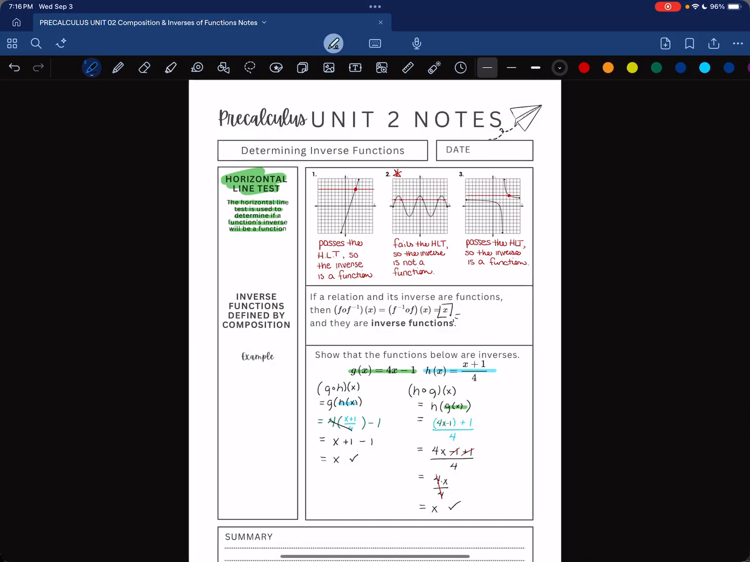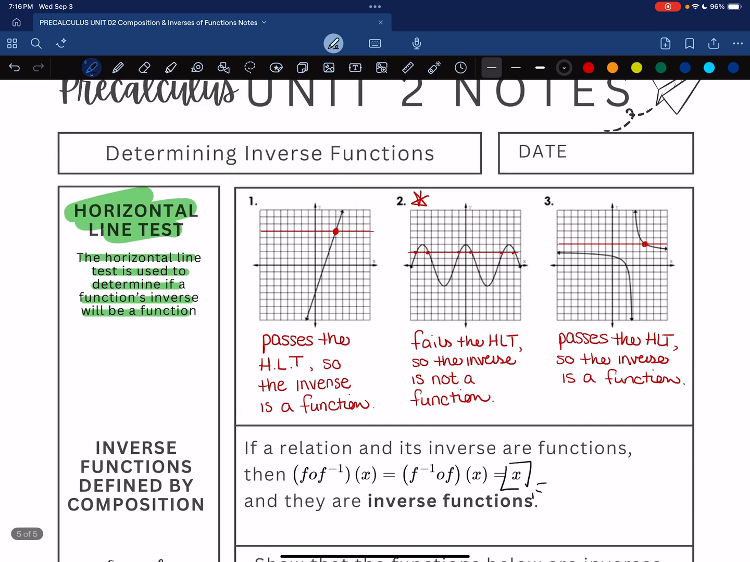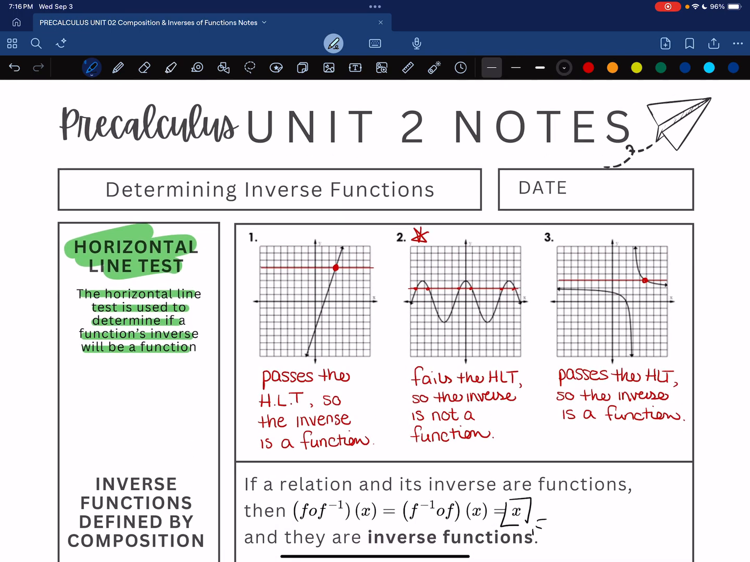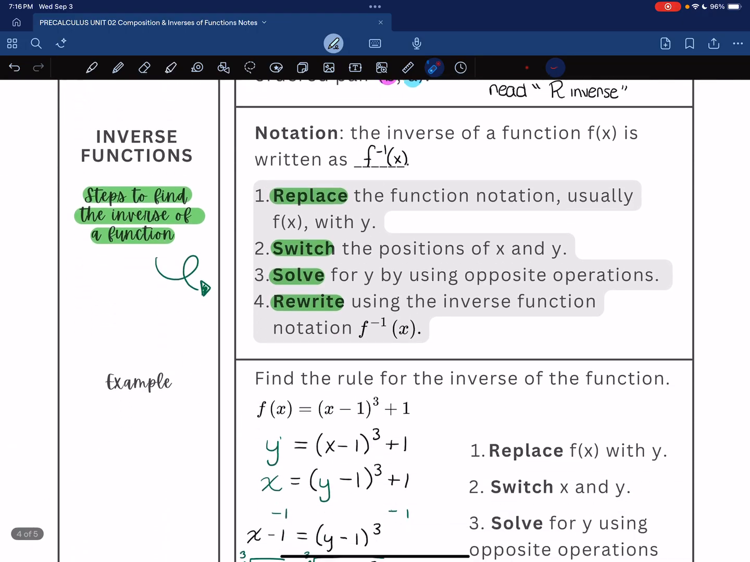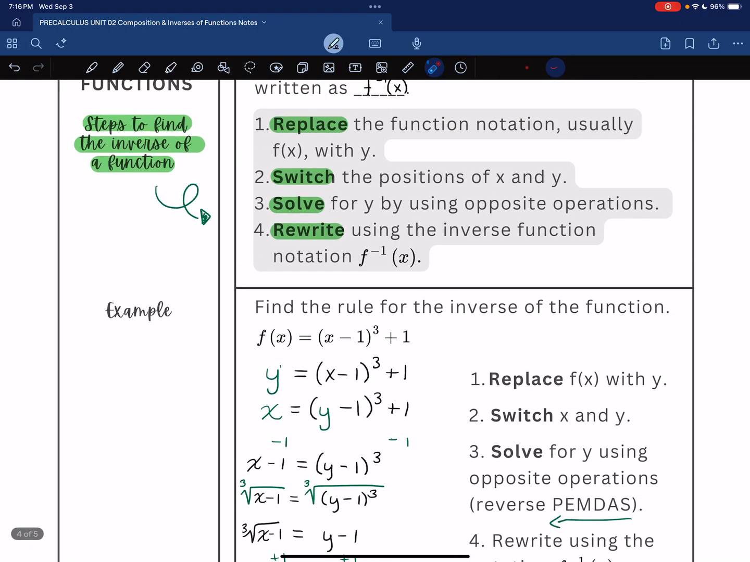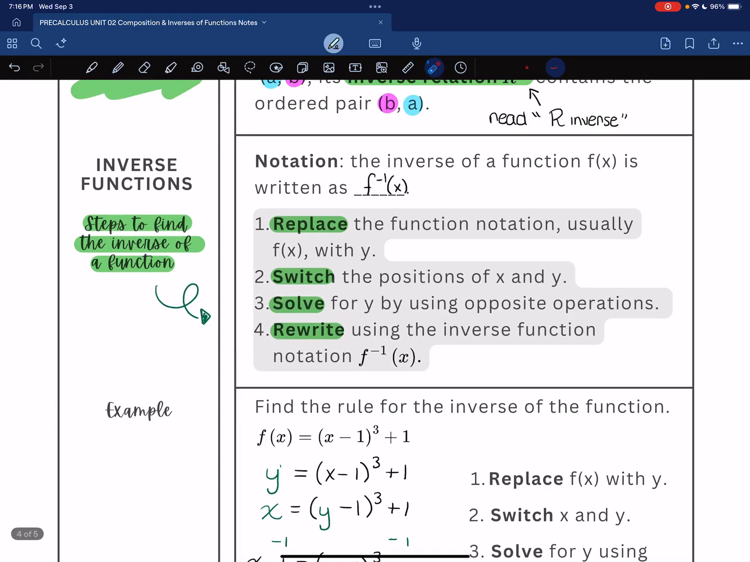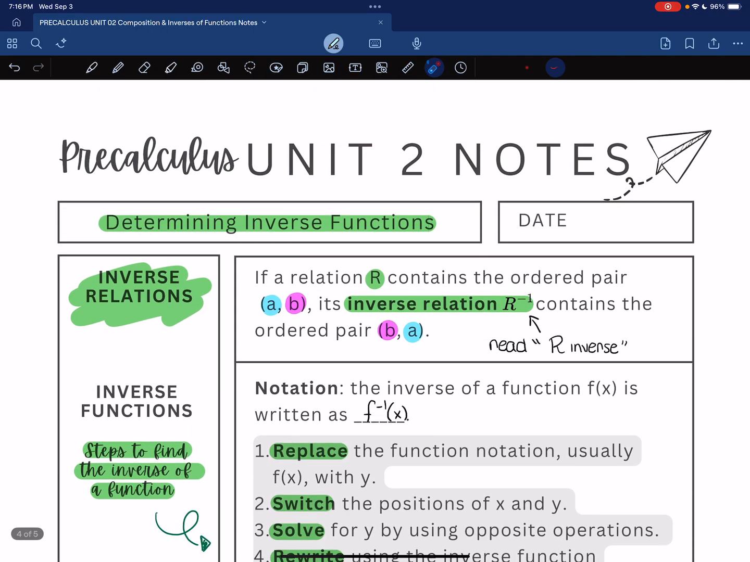So that's it. That's how you can check graphically. Composition is how you check algebraically. Make sure that you run a horizontal line test before finding the inverse, because if it doesn't pass, like we see here, then there is not an inverse. And your 4 steps to finding an inverse when the inverse does exist.